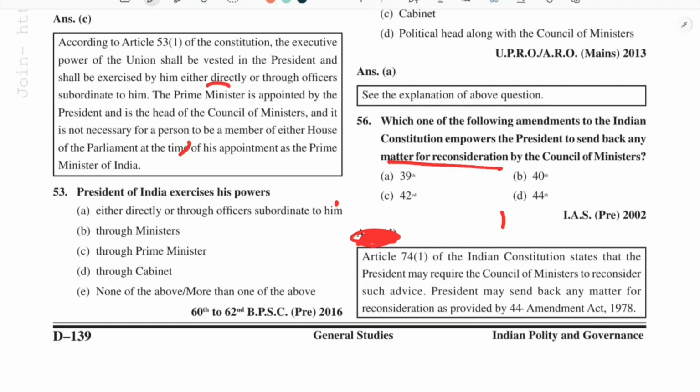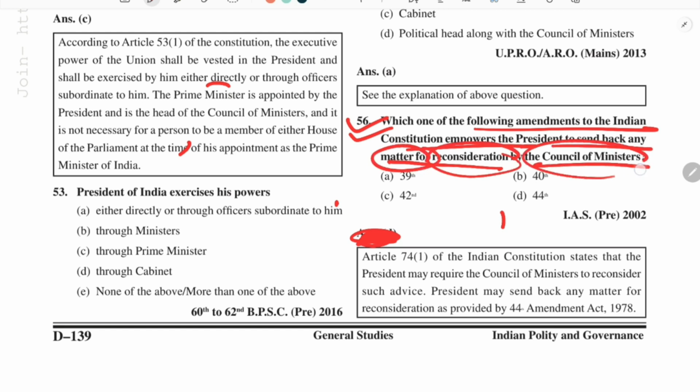Welcome to another video where we are going to discuss more questions regarding the previous topic which we have discussed in the previous video regarding the topic president. So the question is, which one of the following amendments to the Indian Constitution empowers the president to send back any matter for reconsideration by the Council of Ministers?